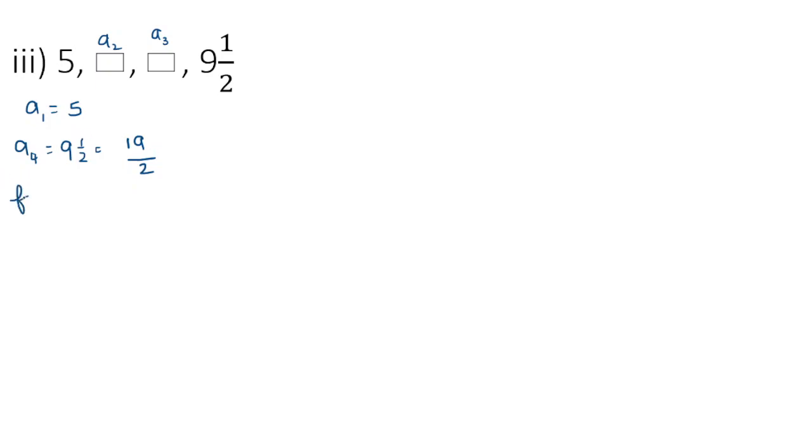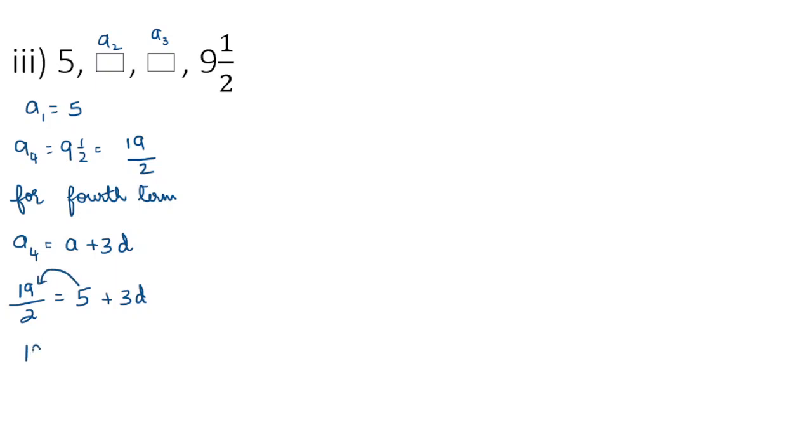Okay, so now the fourth term. If we write the formula, how can we write it? a4 is equal to a plus 3d. a4 is how much? 19 by 2. The a value we know, 5 plus 3d. Okay, so what happens? This 5 comes to the left hand side. 19 by 2 minus 5 is equal to 3d.